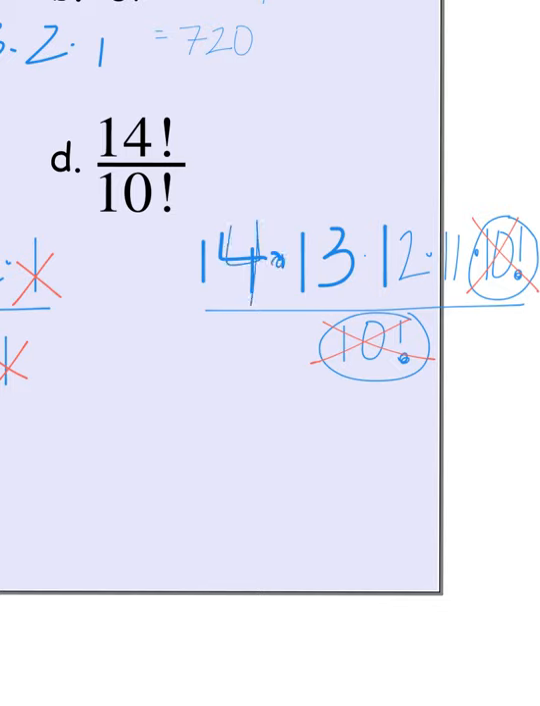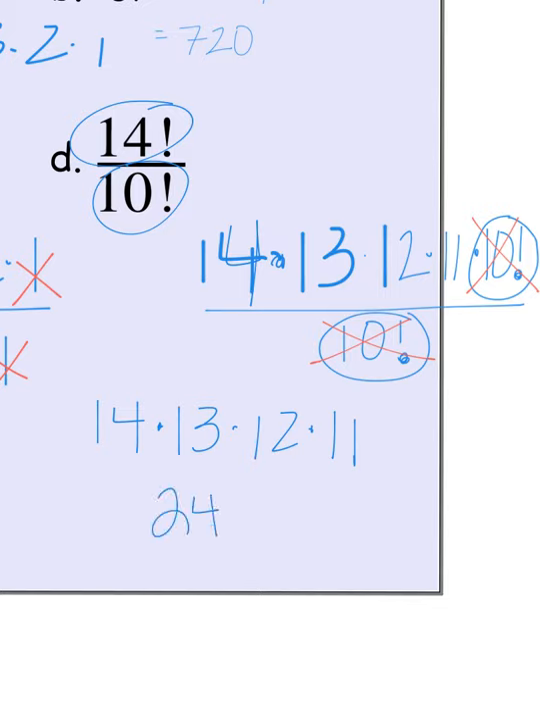So it's almost like you're looking at the 14 and 10, and you know that everything after, if you just started writing out the top as 14, 13, 12, 11, and then you know the rest will cancel out when you have that division. So you can just type that part in then, and I get 24,024.